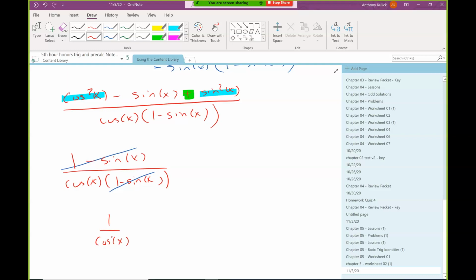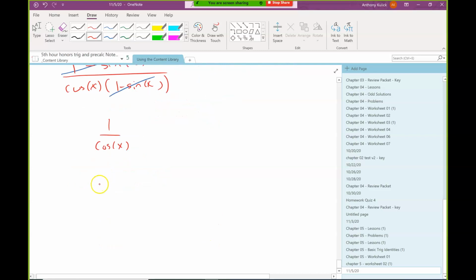And then my last step would be to, yeah, we'll just turn that into secant. Elizabeth?